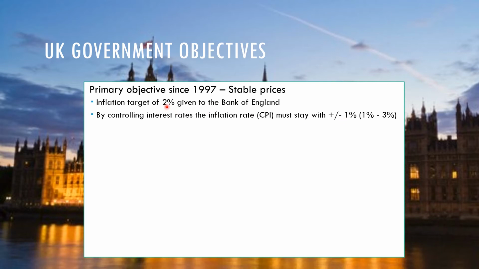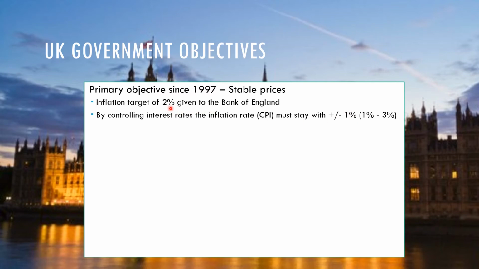So the target is 2%, but the government say the target is okay, is being met, as long as we are somewhere between 1% CPI growth and 3% CPI growth. So there's a range, a leeway of 1% either side of the target.